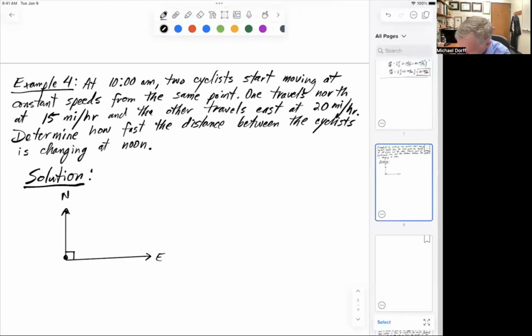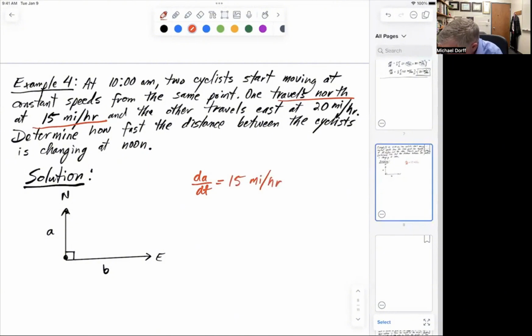I'm going to call this side A and this side B. What do we know? We're given that they start moving at constant speeds. The one that's traveling north is going at 15 miles per hour. That's the speed. What is speed in terms of derivatives or in calculus? It's the derivative. So dA/dt, the derivative of A, is going to be the speed of the cyclist traveling north, and that's 15 miles per hour.